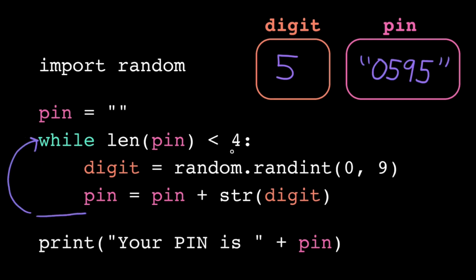We substitute in the current value of pin, which has length 4. So now our loop condition is 4 less than 4, which evaluates to false. That means it's finally time to terminate the loop.